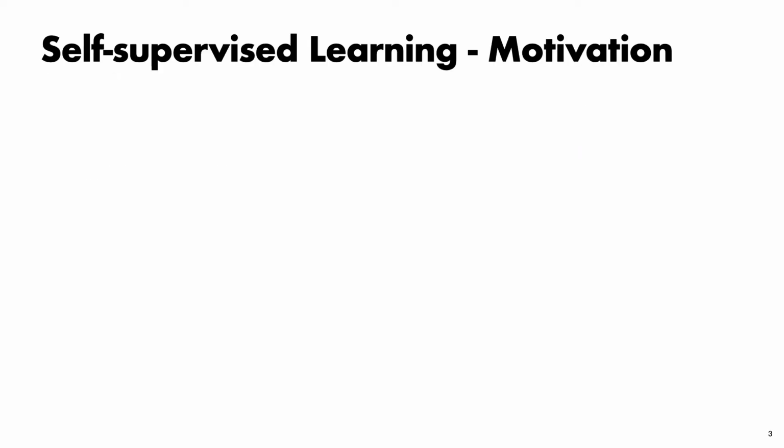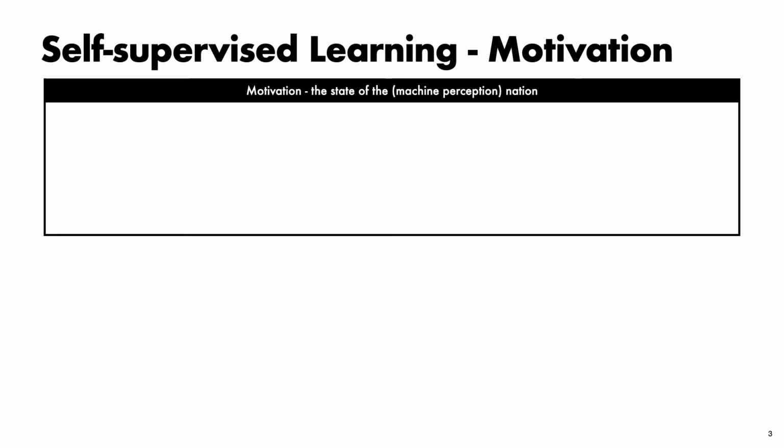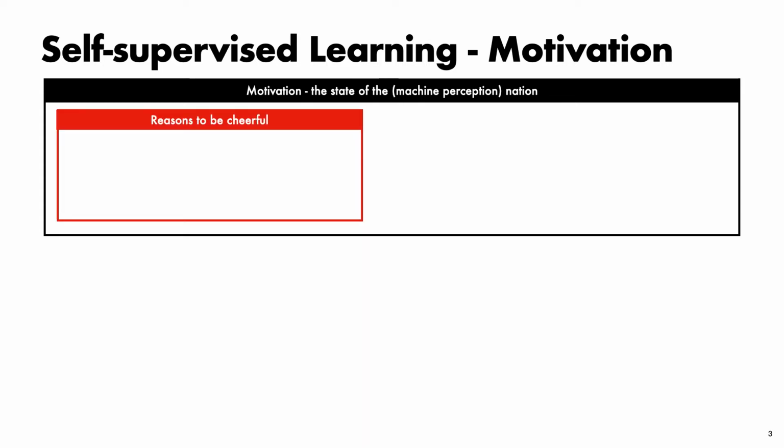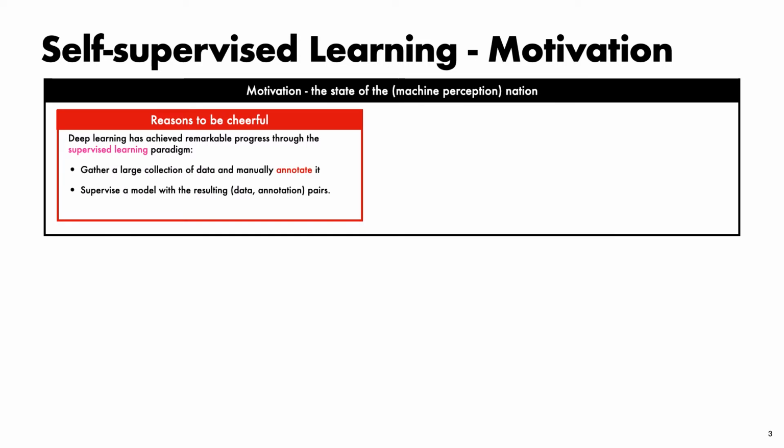Let's begin with the motivation for self-supervised learning, starting with a summary of the state of the nation for the world of machine perception. We have a number of reasons to be cheerful. Deep learning has given us remarkable progress with the supervised learning paradigm, in which we gather a large collection of data and manually annotate it, and supervise a model with the resulting annotated data. This has yielded truly major gains on vision benchmarks. Of course, benchmarks are not the goal in themselves, and they have drawbacks.